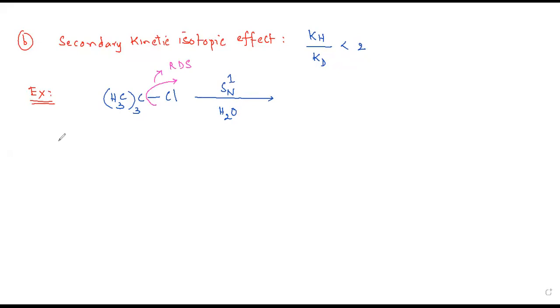But we don't have any carbon-hydrogen bond in the rate determining step. We have a carbon-hydrogen bond in a bond that is adjacent to the bond undergoing cleavage. That is, you have a carbon-hydrogen bond in the thing other than the bond that is undergoing cleavage. Okay, so here of course you get this.